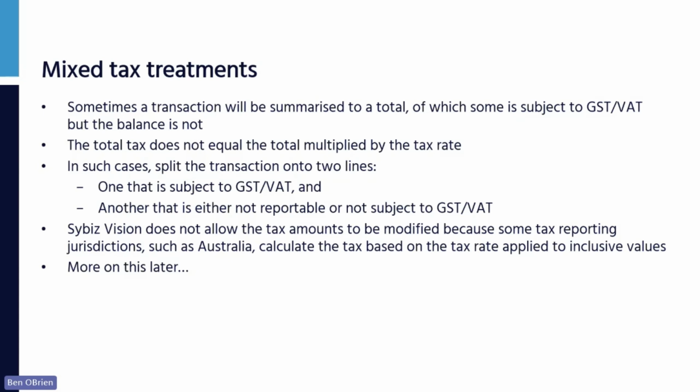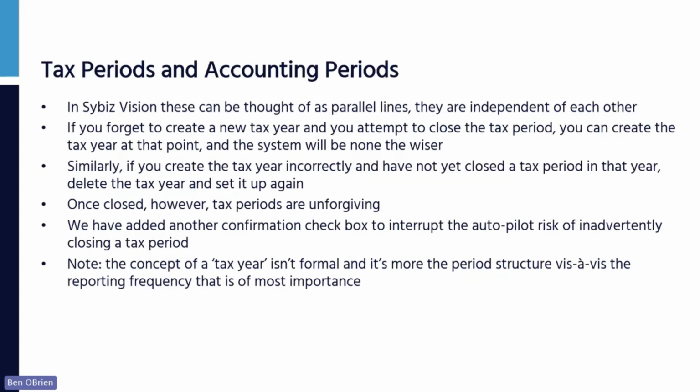But a couple of things to point out here is Sybiz Vision doesn't allow the tax amounts to be modified. So if your VAT rate is 23%, the system will calculate 23%. And even for whatever reason, if you'd been charged 20% and you wanted to modify the rate, you can't actually modify the tax amount in the tax box itself. There are ways to enter those transactions, but we'll look at that a little bit later on.